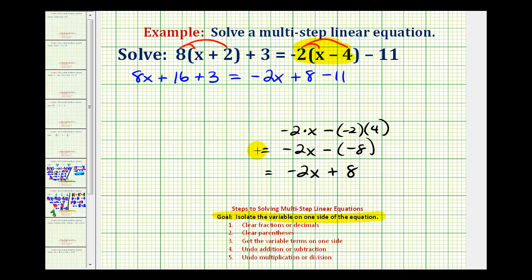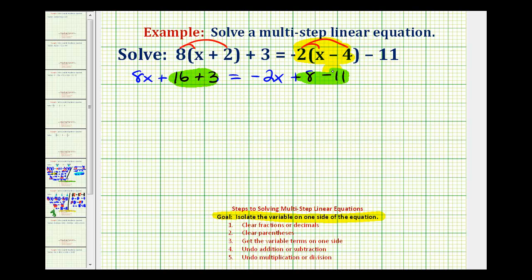Okay, let's go ahead and continue with our equation now. The next step is going to be to combine the like terms on each side of the equation. We can combine these two terms as well as these two terms. So we have 8x, and 16 plus 3 is 19. Here we have -2x, and here we have 8 minus 11, that's going to be -3. And instead of writing plus -3, we'll just write minus 3.